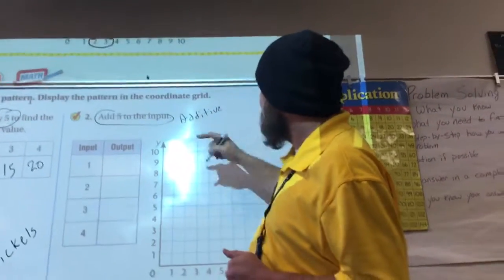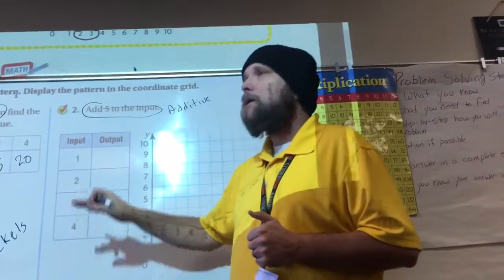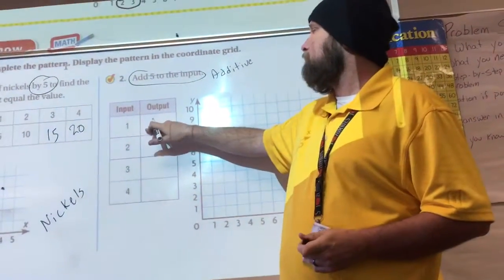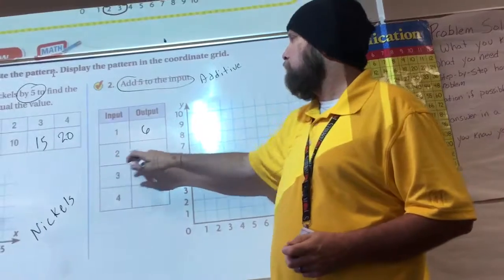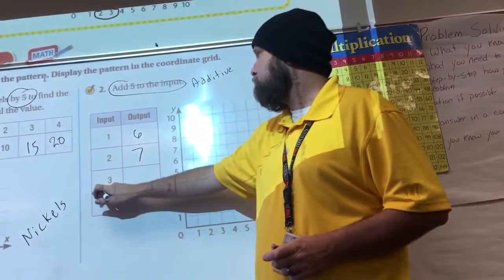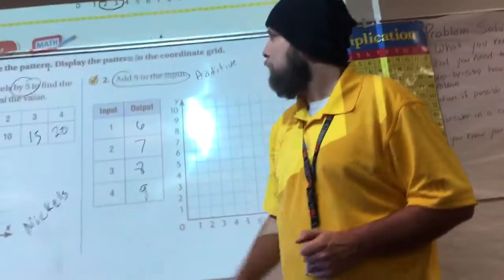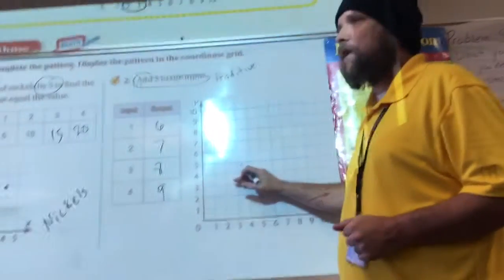Additive. I don't know how it's spelled, but something like that. So, as a class, the input's 1, the output is? 6. The input's 2, the output is? 7. The input's 3, the output is? 8. The input's 4, the output is 9. Okay, then we have to display it on the graph.